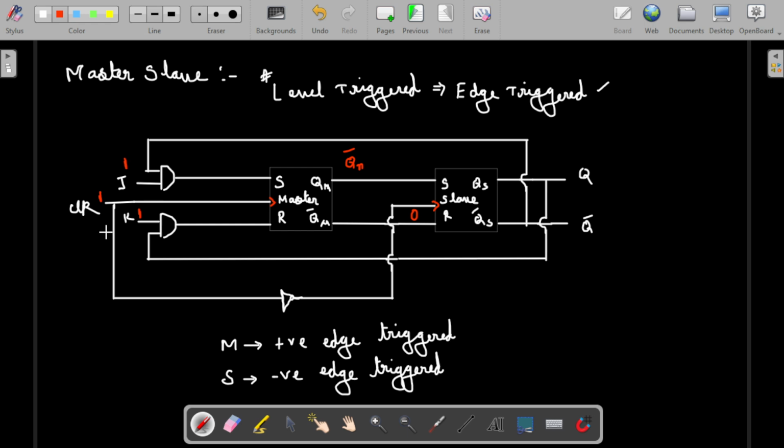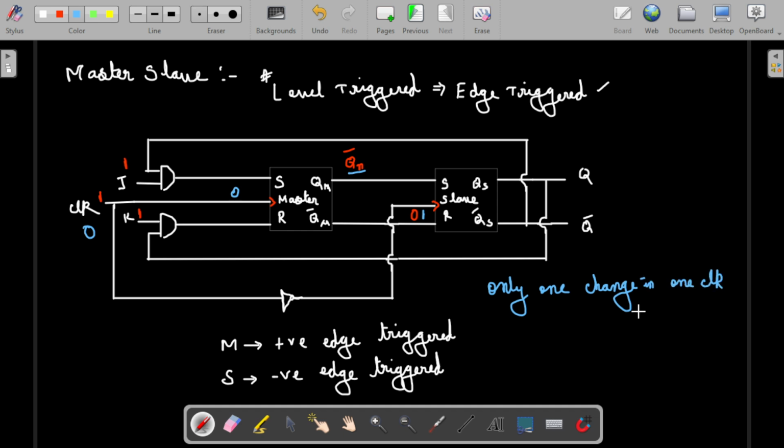Okay, so when the clock becomes 0, let me use the blue pen. When the clock becomes 0, the clock input to the slave is 1. Only then does the slave transfer the master data. By that time the clock input to the master is 0, so the master cannot further change this condition. It will stay there, and the slave cannot change further. So there is only one change in one clock, and there is no race condition. Only one change in one clock pulse.